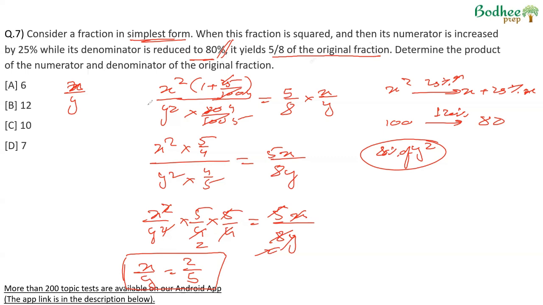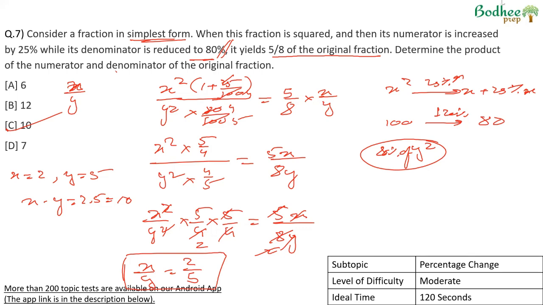We have to find the product of the numerator and denominator. That means x is 2, y is 5. So the product of x and y will be 2 into 5, which is 10. Option C. Again, some bit of calculation involved, so probably a moderate question, but not more than about 2 minutes to solve.